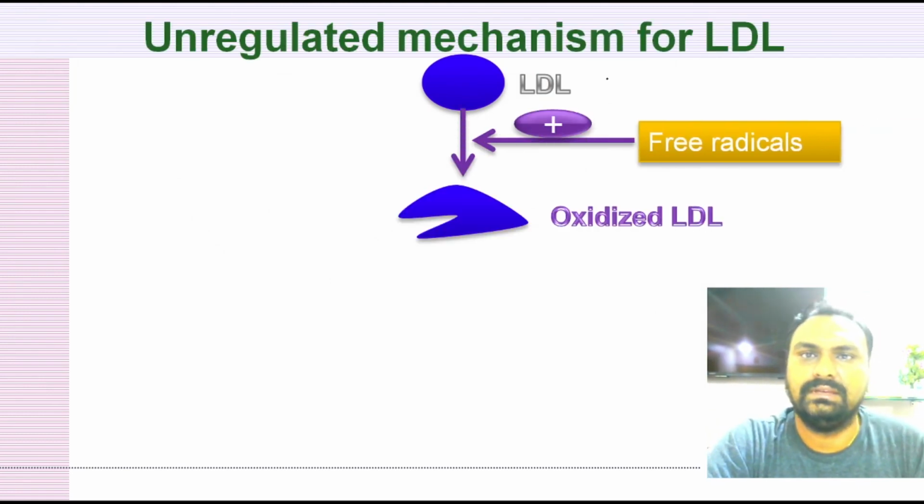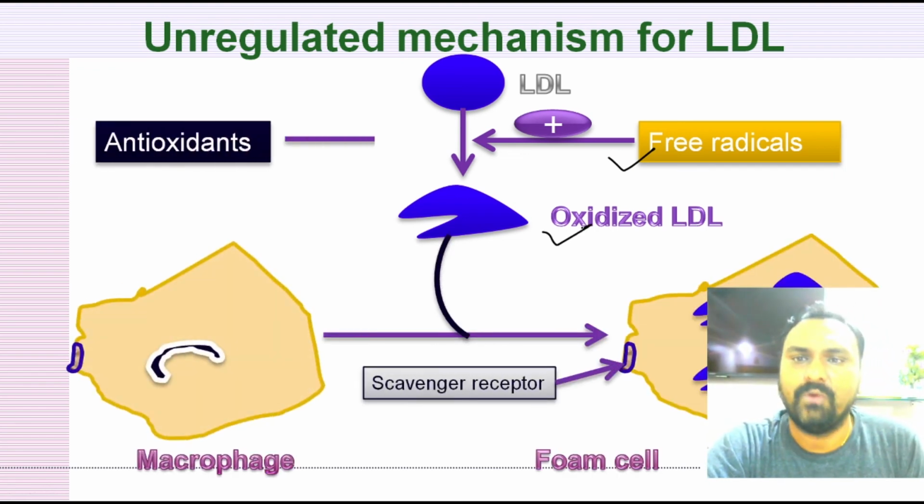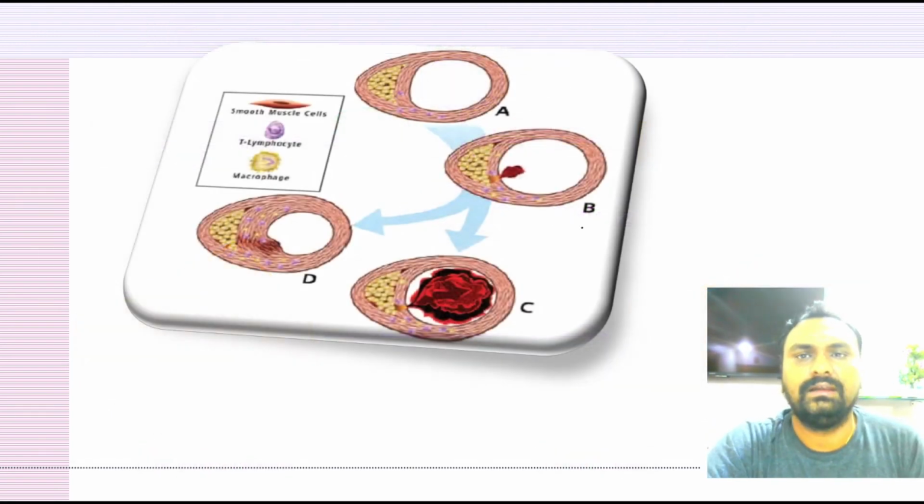And if LDL is increased, it is acted on by free radicals, and it will form oxidized LDL, which will be taken up by the macrophage, and they will form foam cells. And these foam cells ultimately proliferate, and they will form the plaque, and they will block the lumen of the artery, and it will lead to infarction.